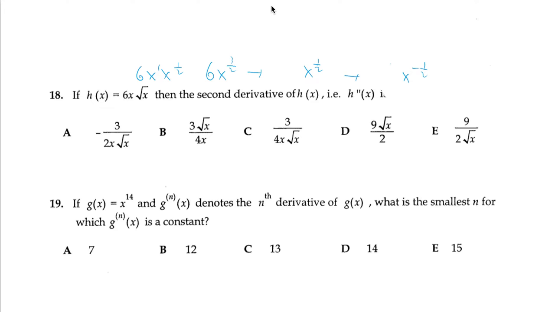Let me just check this again. We bring the power down, so 6 over 2 is just 3. 3 multiplied by 3 is 9, so it's 9x to the power of a half. Then bring the power down, that's 9 over 2, and reduce the power by 1, that's minus a half. So that makes a lot more sense now. The correct answer for this one should be E.